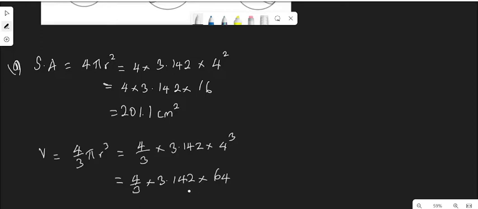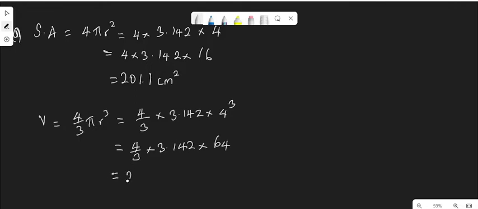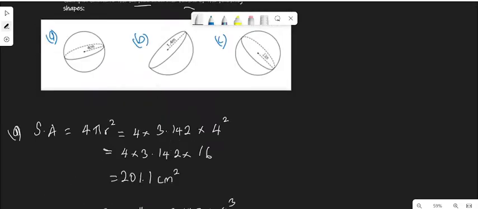Let's plug this value into the calculator. We have 4 times 3.142 times 64, and divide the result by 3. Divided by 3 is 268. I have 268.1 approximately centimeter cube as the volume of that sphere. Okay, that is that for part A. Let's move on to part B.